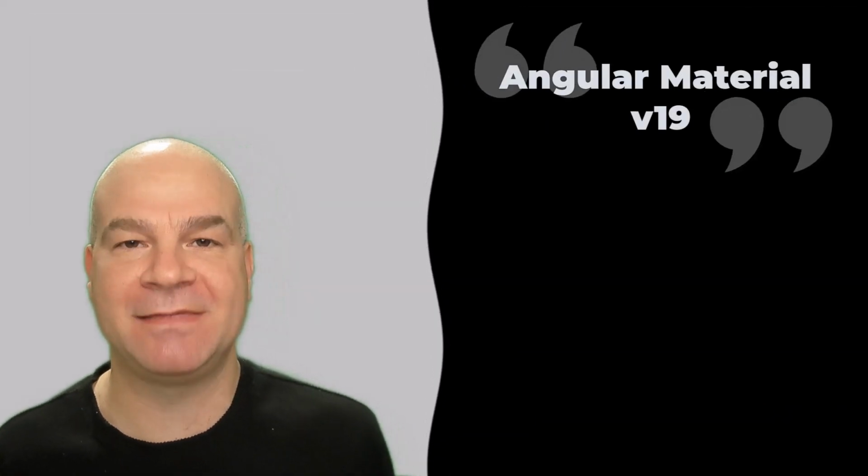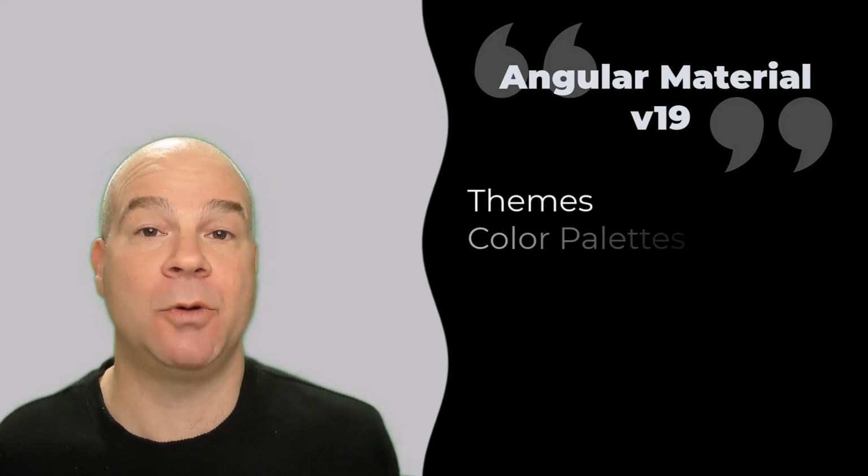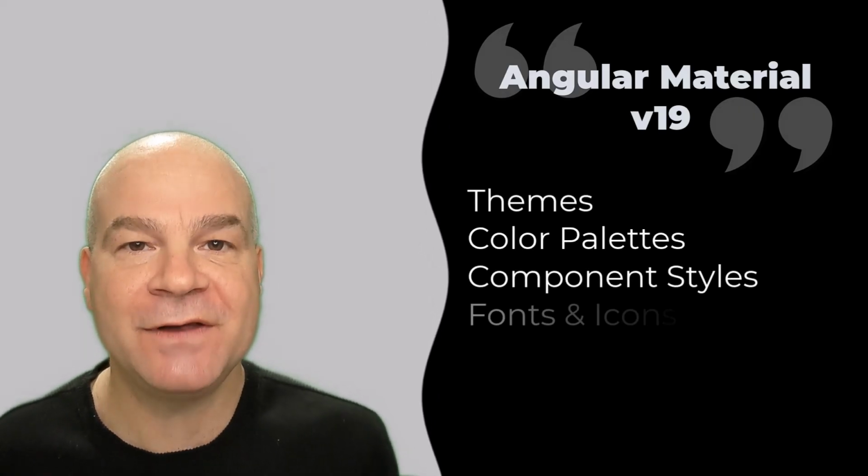Angular Material 19 introduces powerful new features that make theming much easier and more flexible. It simplifies many aspects of customizations, from themes to color palettes, component styles, fonts, even icons.